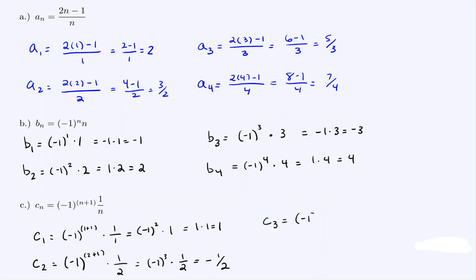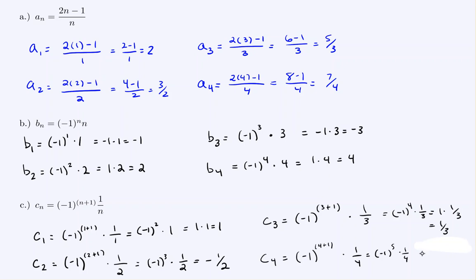We would take -1, raise it to the 3 plus 1 by the pattern, multiply it by 1 over 3. That's -1 to the 4th times 1/3, which is a positive 1 times 1/3. Now c sub 4, -1 to the 4 plus 1 times 1 over 4. That's going to be equal to -1 to the 5th times 1/4, and we get -1/4.